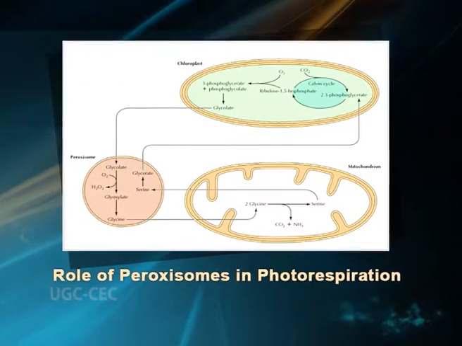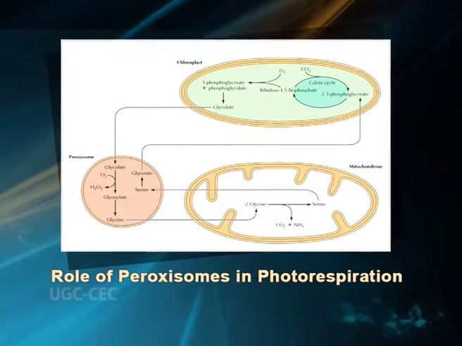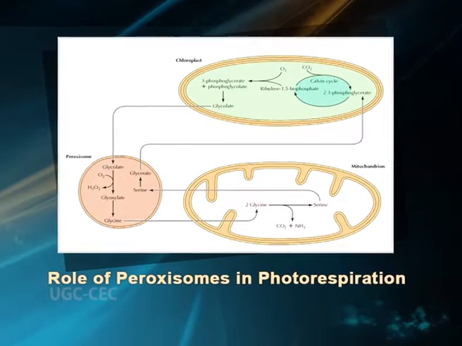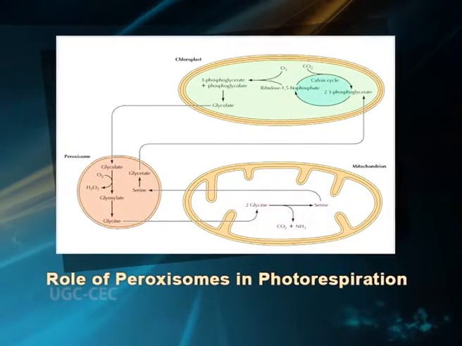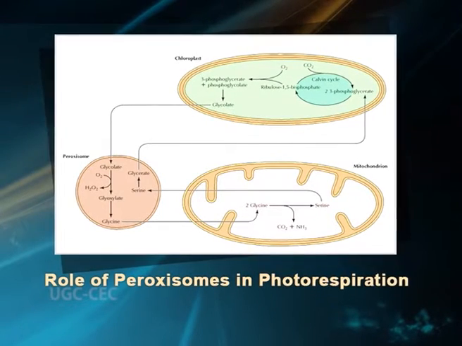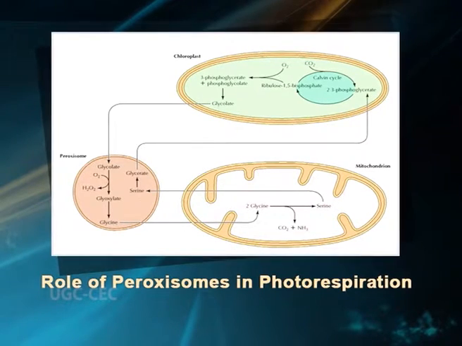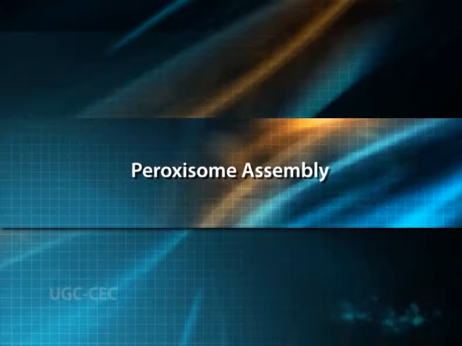However, the occasional utilization of oxygen in place of carbon dioxide appears to be an inherent property of Rubisco, so photorespiration is a general accompaniment of photosynthesis. Peroxisomes thus play an important role by allowing most of the carbon in glycolate to be recovered and utilized.